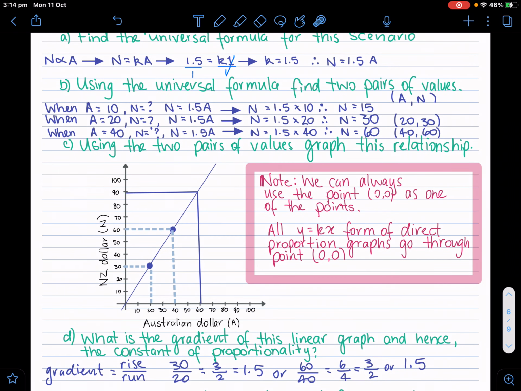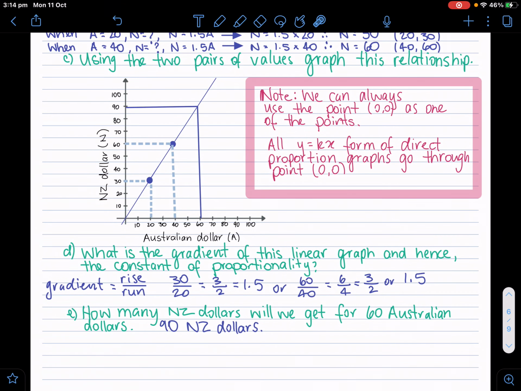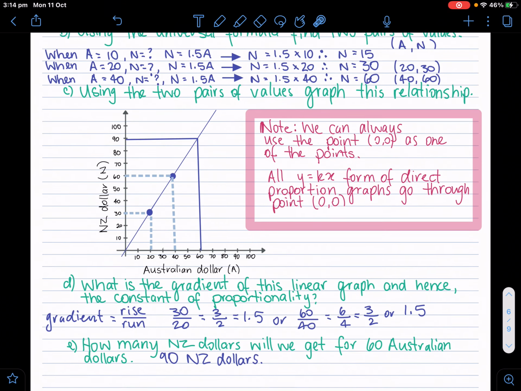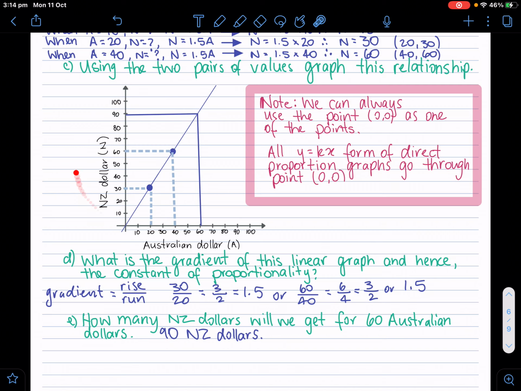Now, the second part of this question says, what is the gradient of this linear graph? And hence, the constant of proportionality. Well, I already found the constant out up here when I was trying to do my universal formula where I found constant equals 1.5. And we already stated that that's a gradient as well. However, if you had not done that and you just had the graph or you just had some points, you can figure it out as well.